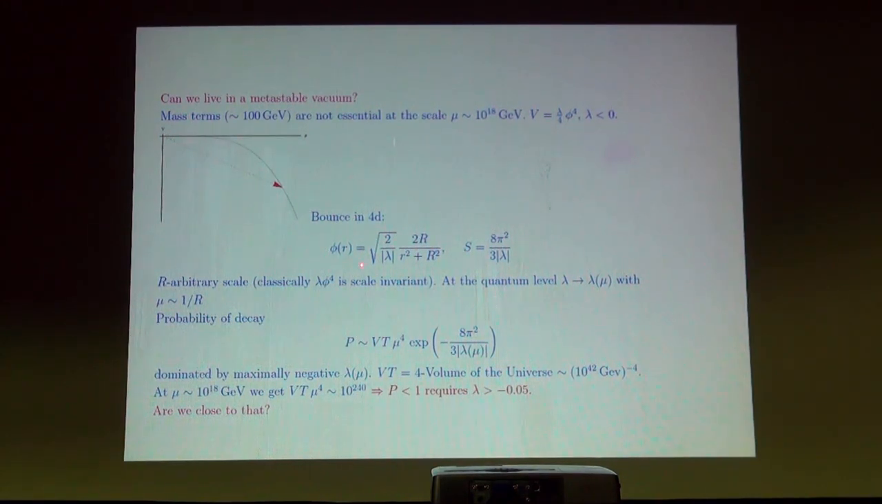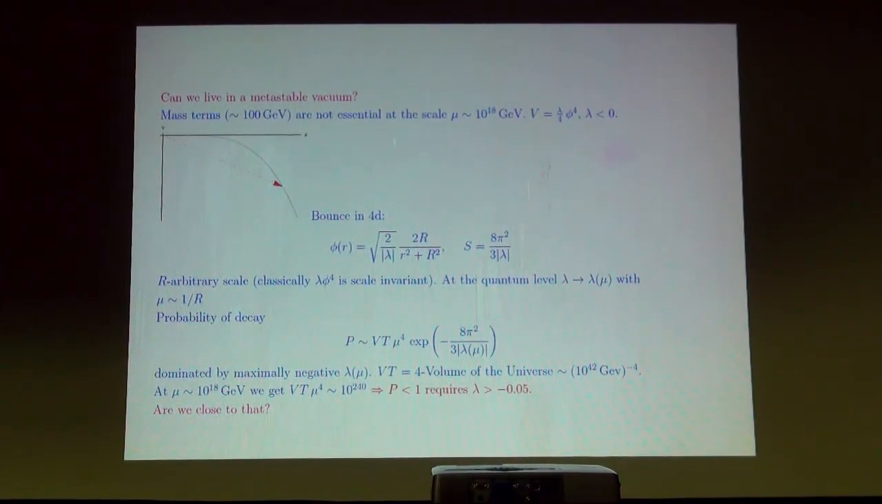Then you may ask me, where does it tunnel? Actually, it can tunnel anywhere. The system lambda phi to the fourth with negative lambda has dilatational symmetry, just like QCD has, if there are no masses. Pure gluodynamics has dilatational symmetry, and according to that, there is a solution which corresponds to bounce in four dimensions. The wall is not thin, the transition between the false vacuum and the true vacuum is continuous, but it can be described, and it contains a parameter R, which can be chosen arbitrarily. At any R, this curve is the solution of the classical equation for lambda phi to the fourth. And the action can be calculated, and therefore the exponent is known.